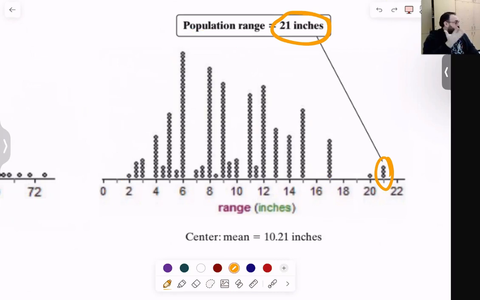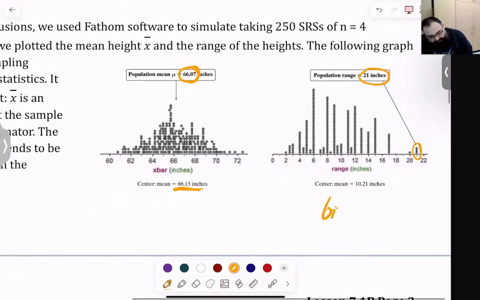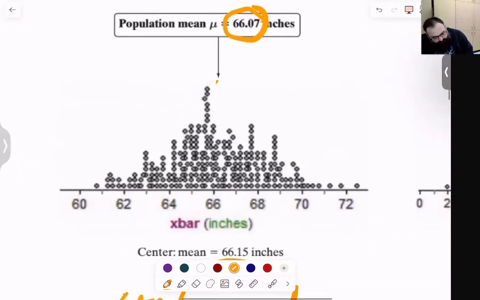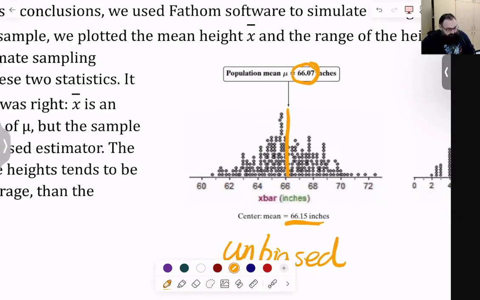Underestimating. So remember we talked about something that is consistently underestimating or overestimating, we consider it bias. So this would be considered bias. This would be considered unbiased. Because on this one, the mean is right around here. Would you say there's some above it? Yes. Are there some below it? Is it consistently above or below, or is it pretty well balanced? Pretty well balanced. So that's why we'd consider that unbiased.